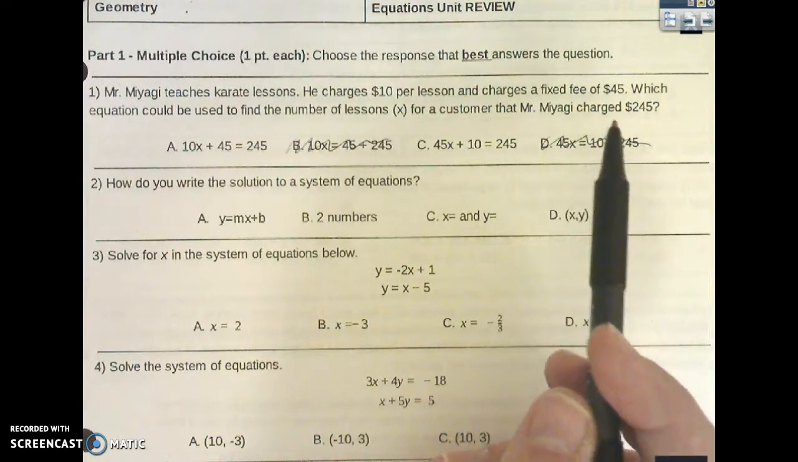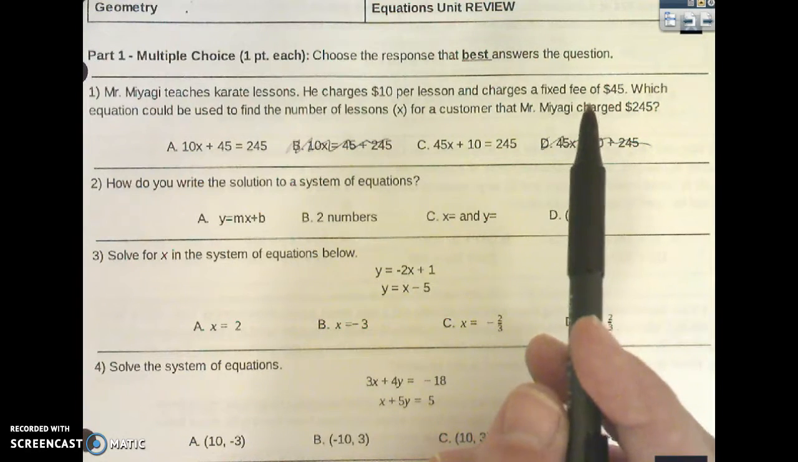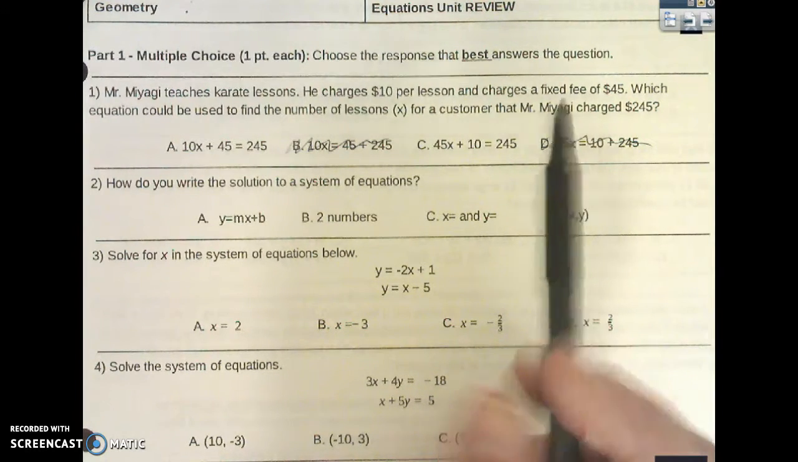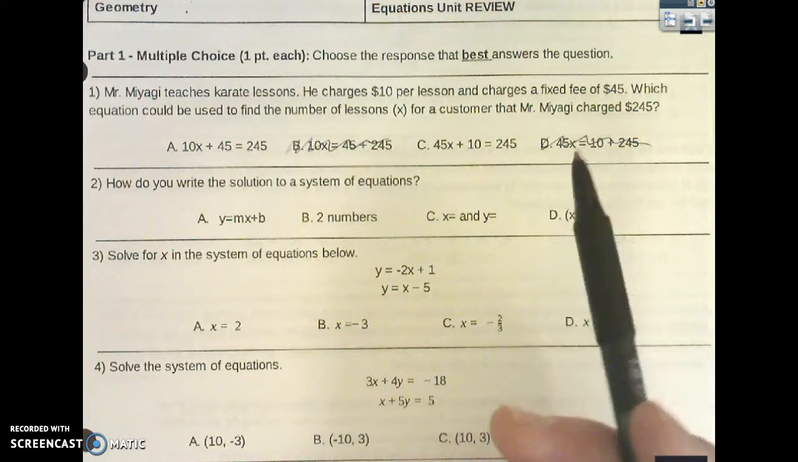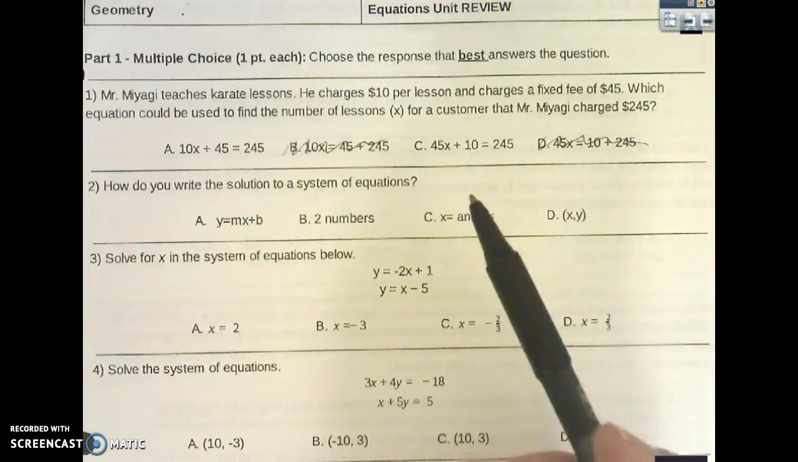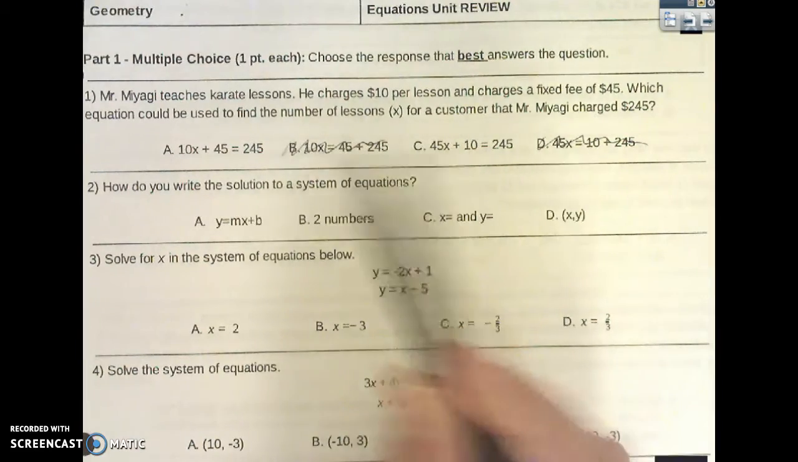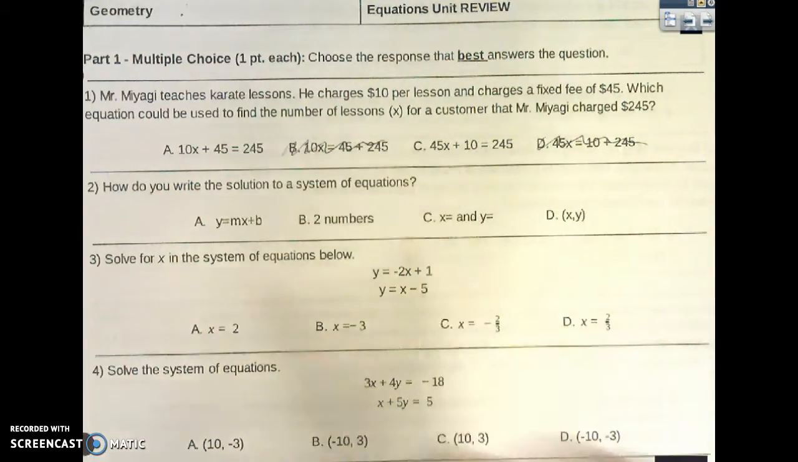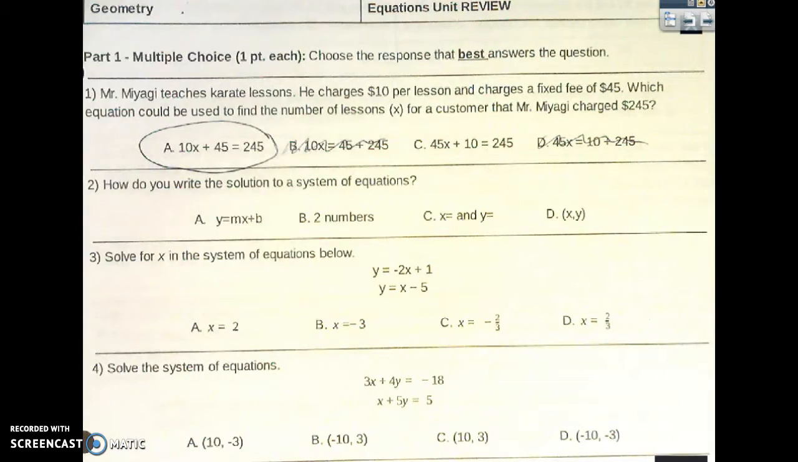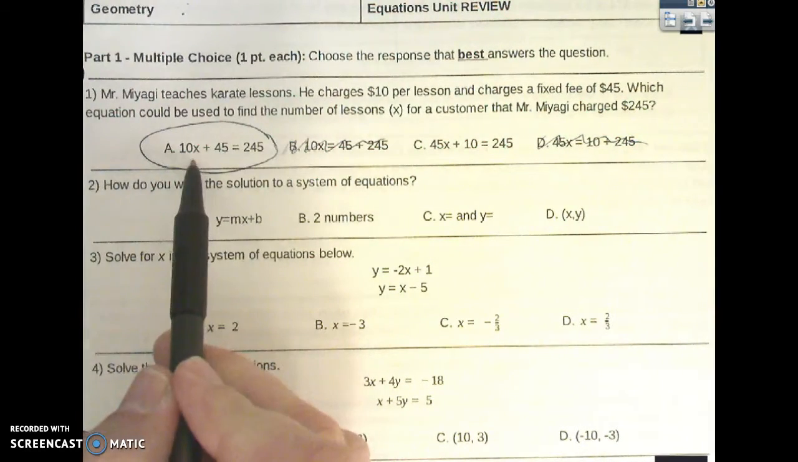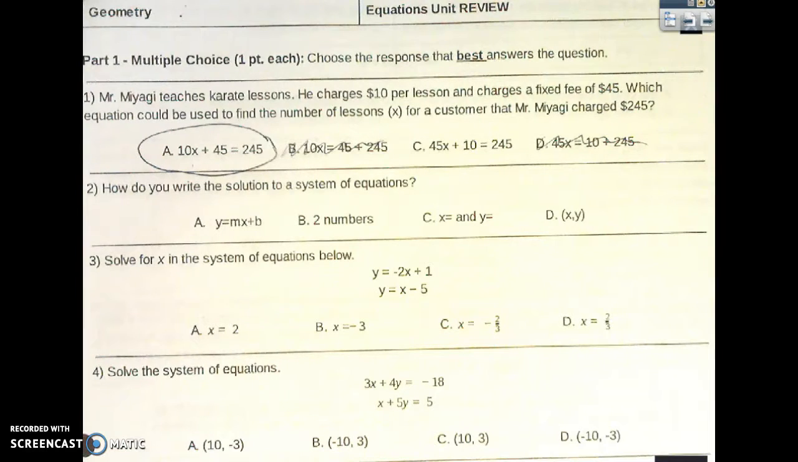The fixed fee of $45 means that 45 is by itself, okay? And the $10 per lesson means that every time you have another lesson, you are charging an additional $10. So I'm looking at the two of these left, A and C. The one where 45 is by itself is right here. This makes sense again because every time you have a lesson, it goes up 10, which is your slope in this problem. The 45 is almost like your constant, that's what you pay no matter what.